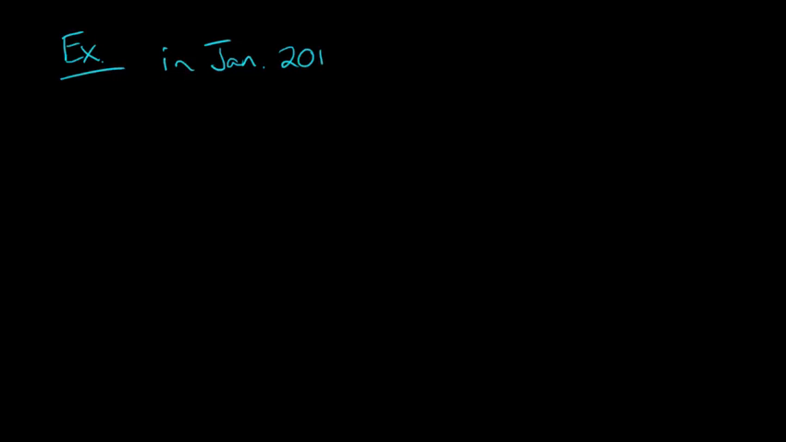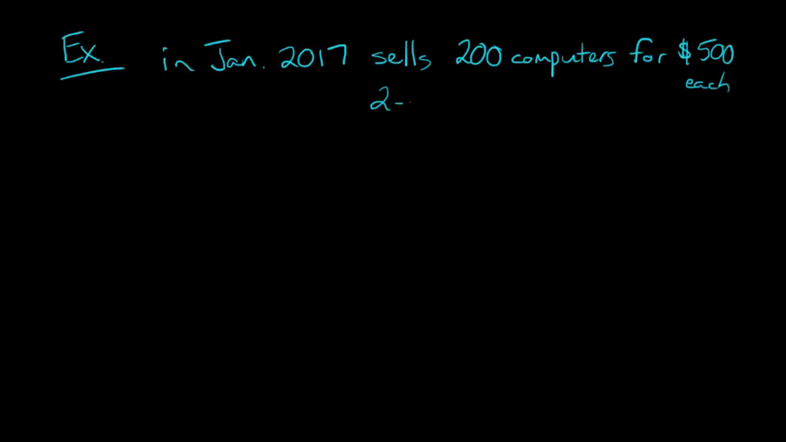So let's return to our example of a firm that sells computers. Let's say in January 2017, this firm sells 200 computers for, let's say, $500 each. And then there's a 2-year warranty. So the firm is saying, look, if this computer breaks in the next 2 years, we'll replace it, we'll take care of it, we'll make you whole.